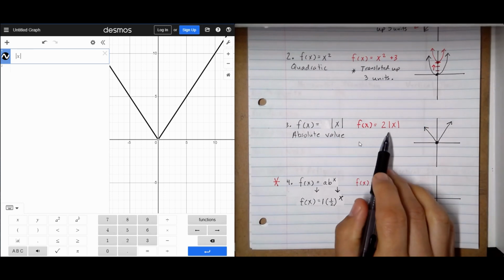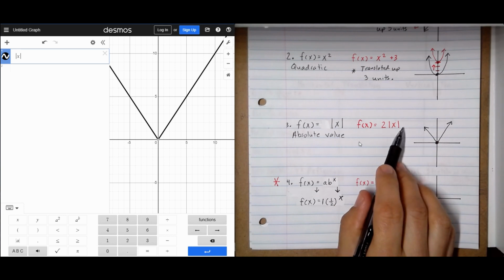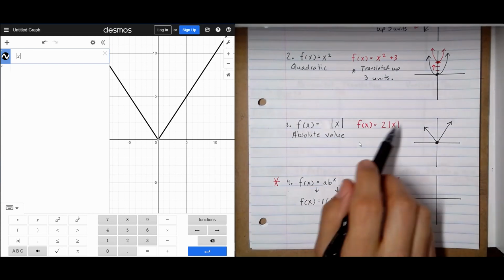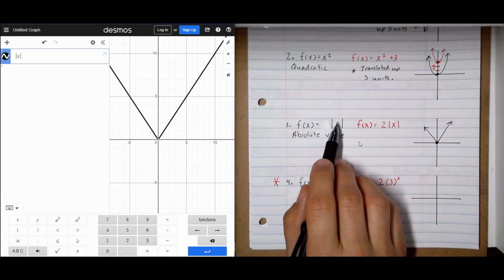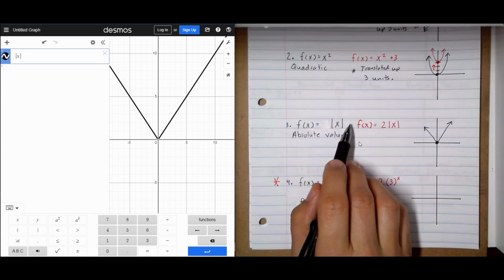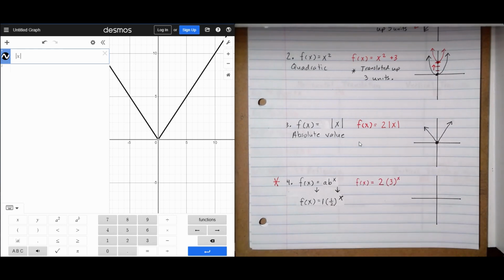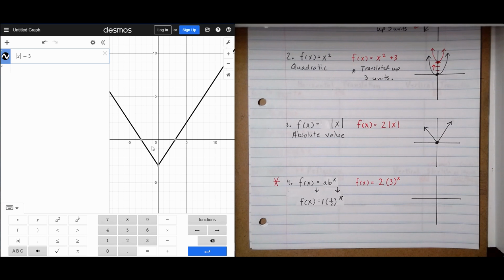Now if you notice this one, I didn't add to it. If I would have added to it, it would have done the same thing as the quadratic and the same thing as the linear function. If I were just to take this absolute value of x and add 3 to it, it would simply move up 3 units. And I'll even show you that on the calculator right quick. Plus 3, notice it just goes up 3. If I were to subtract 3, minus 3, it just simply goes down 3 units.